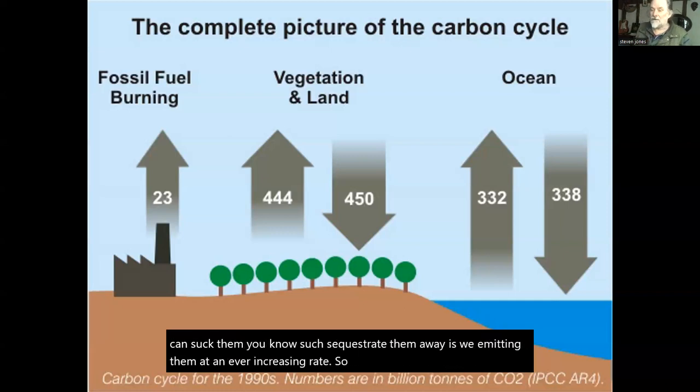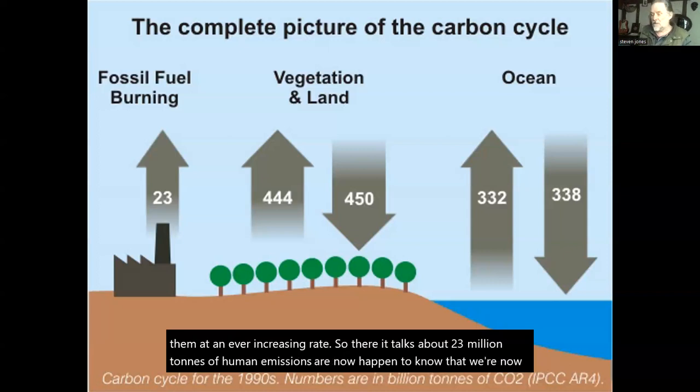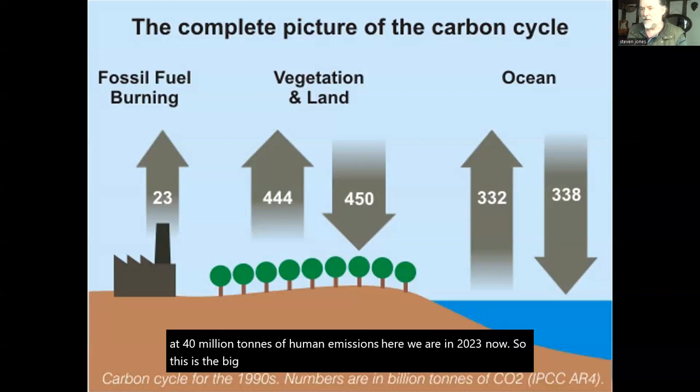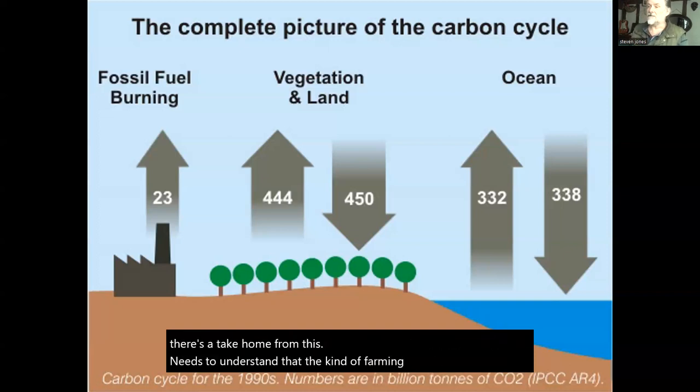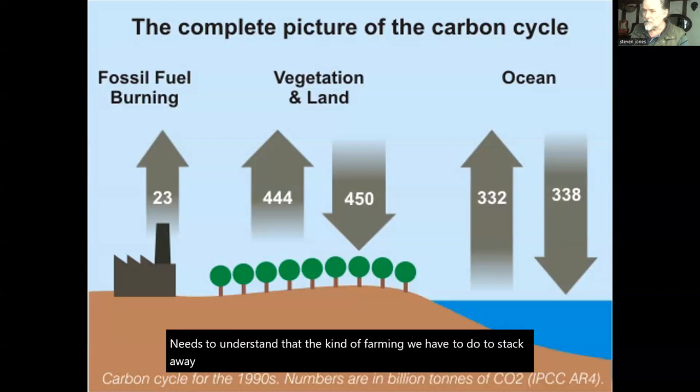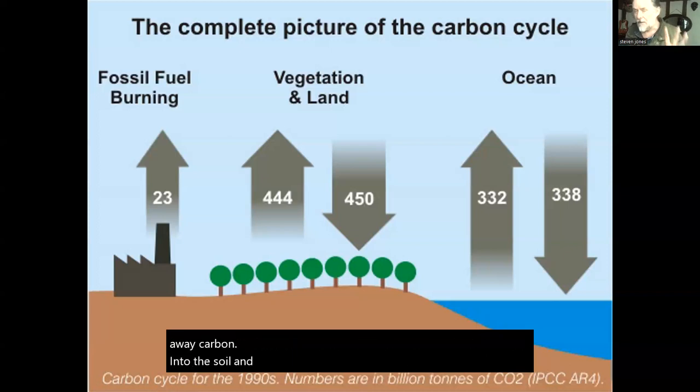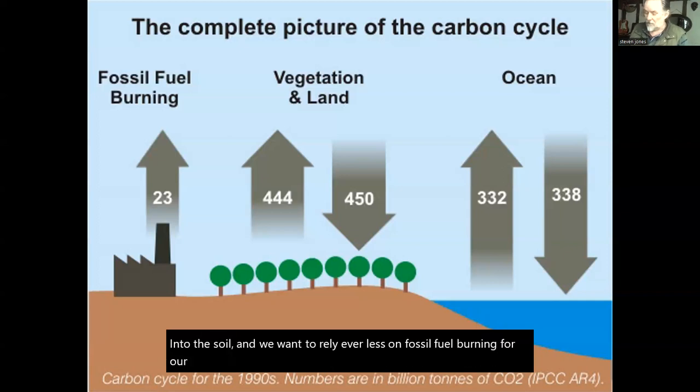So there it talks about 23 million tons of human emissions. I now happen to know that we're now at 40 million tons of human emissions. Here we are in 2023 now. So this is the big picture thing that we all need to understand. And if there's a take home from this, it's to understand that the kind of farming that we have to do has to stack away carbon into the soil. And we want to rely ever less on fossil fuel burning for our own energy needs. So again, this is the big picture.